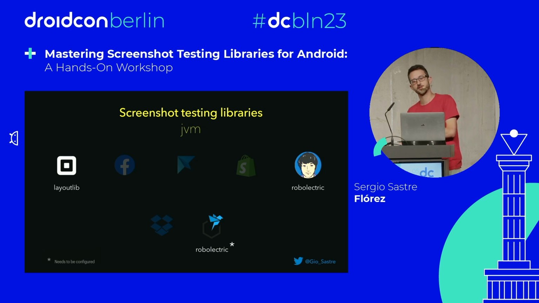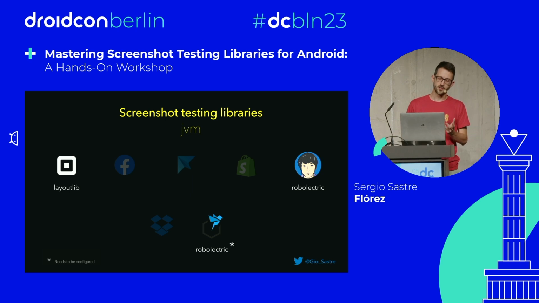And these are those that can execute the screenshot test on the JVM. There are two groups: those that use layout lib, which is what Android Studio uses to preview views or composables, and Robolectric, which uses Robolectric native graphics. This is important because there are remarkable differences between both, and I will also mention them during this workshop.